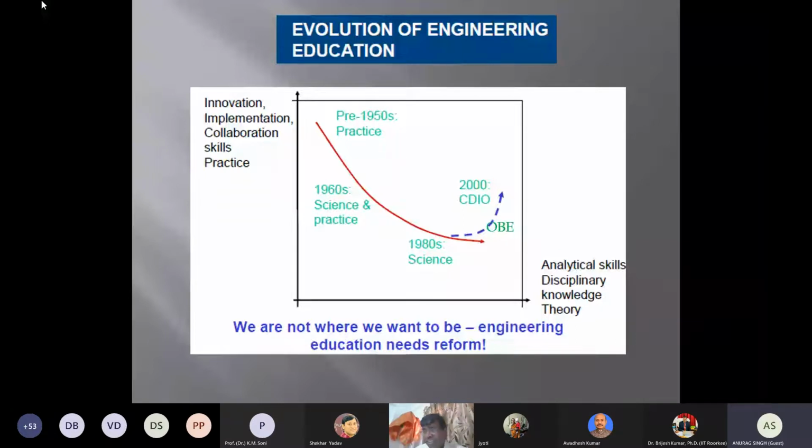Like that it is. Because in this particular graph, it is shown that we have come from practice to science and practice. After that, only science. That means we have made our engineering education more theoretical. Now I am telling you, make it more practical, in the sense only laboratories need to be there.